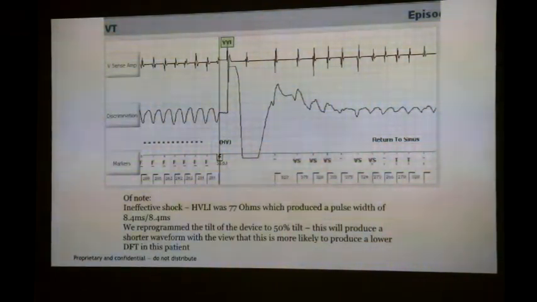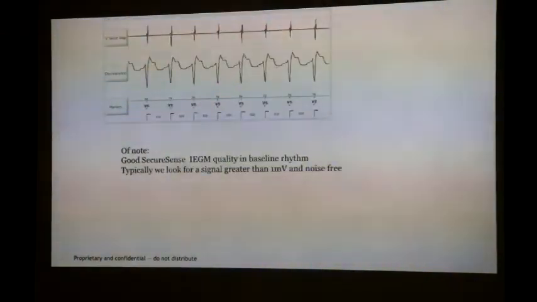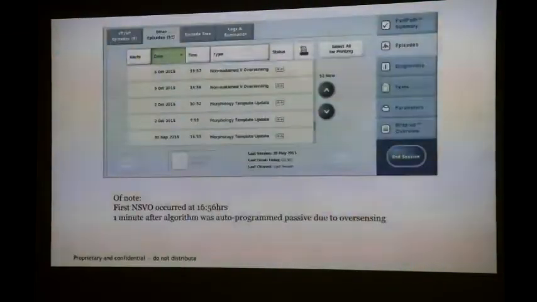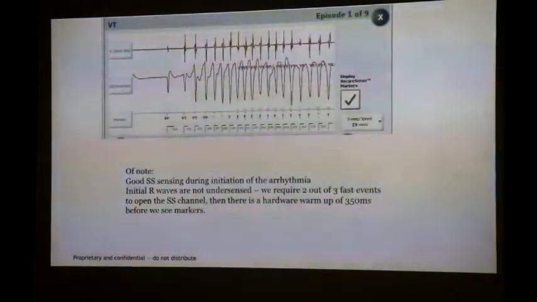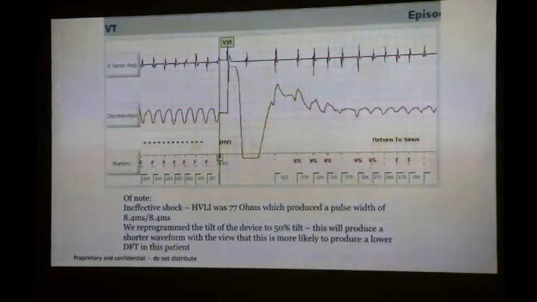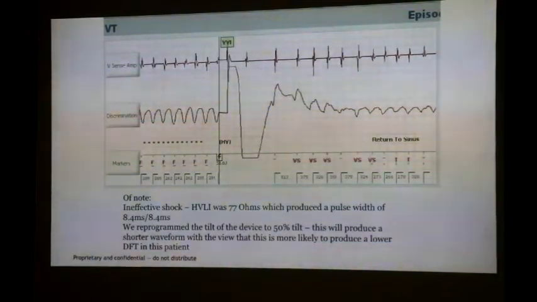So we can now think about fixing his defibrillation threshold. He's got a high defibrillation threshold, this guy. Is there a way of changing this man's defibrillation threshold? Maybe check the vectors. Let's have a look. His high voltage lead impedance was 77 ohms. Single coil, it's normal. It's in normal range.